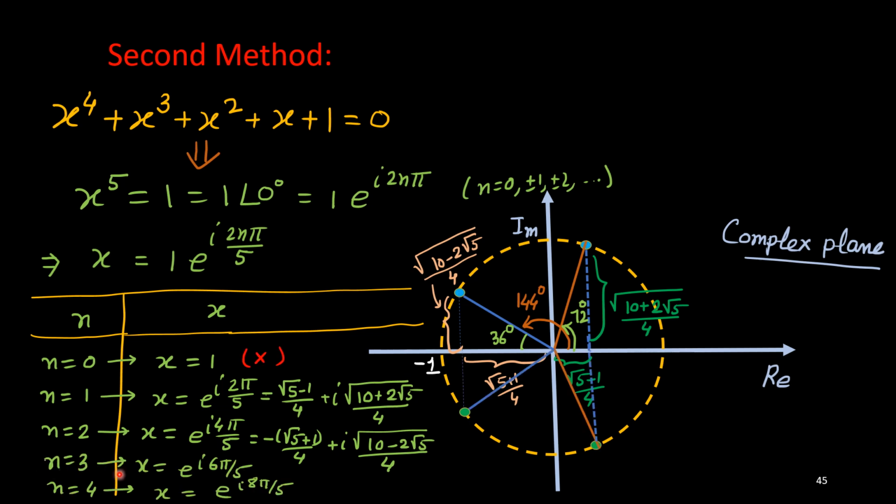So you see n equal to 3, I'll get e to the power i 6 pi by 5. This is the solution. Another 72 degrees here, which means 216 degrees total. This point will be here. So another 72 degrees, if you consider, it will be in the fourth quadrant. So this is the conjugate pair of this one. Remember, this solution is the conjugate of this one, meaning minus square root 5 plus 1 over 4 minus i square root of 10 minus 2 root 5 upon 4. And this will be the conjugate pair of this first one.